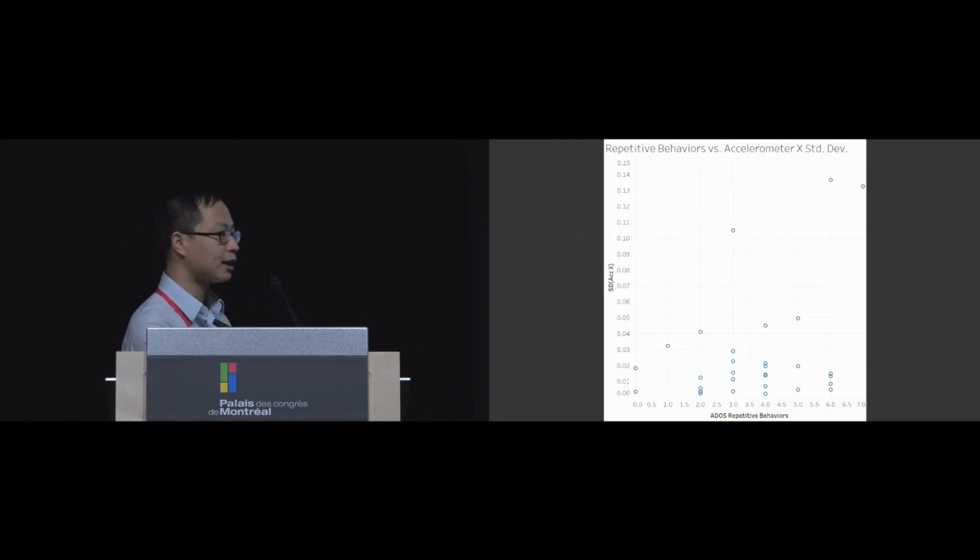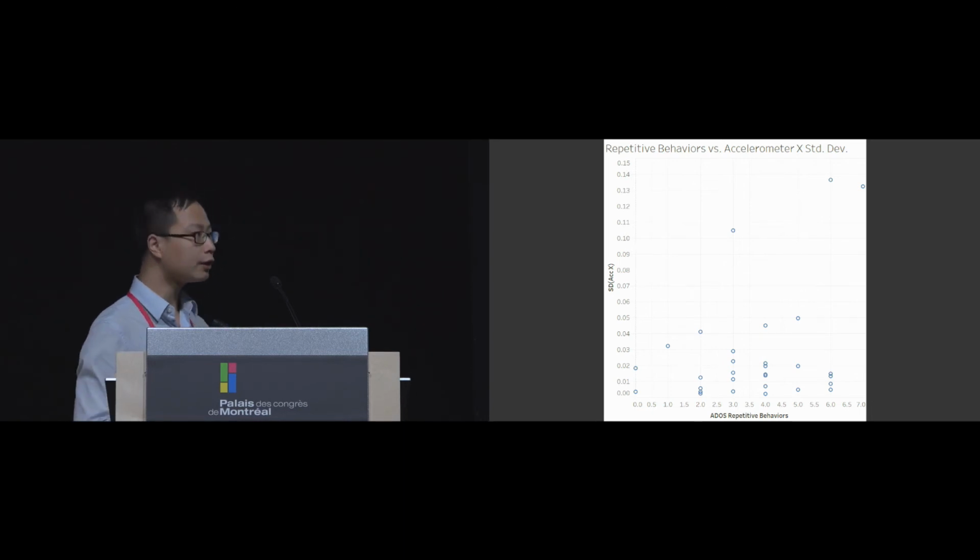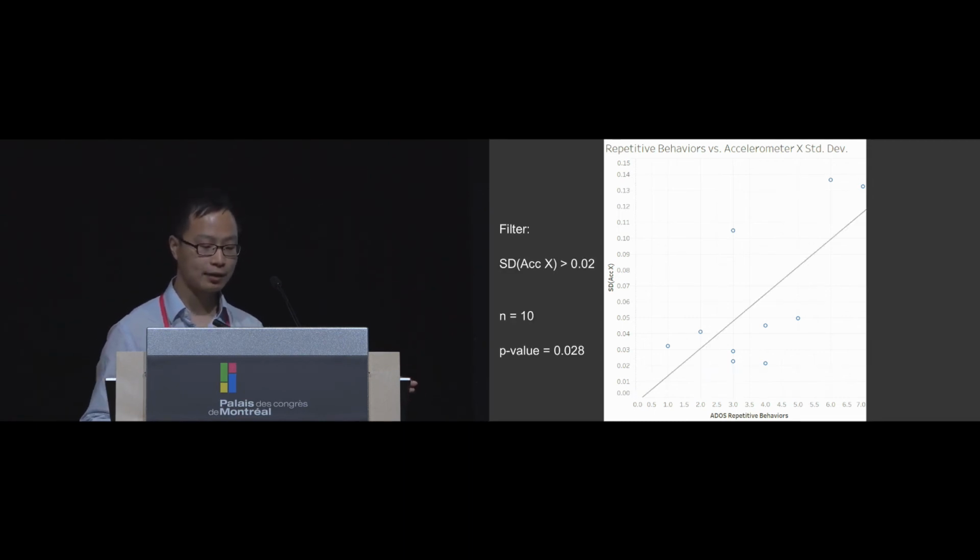In the plot here, the x-axis is the ADOS repetitive behavior, and the y-axis is the standard deviation of the accelerometer x. If we only focus on the y-axis here, you will find a pattern because you can cluster the data into two groups. If we set a threshold, say everyone below 0.02 might play the game on the table, and the others may play the game holding the iPad in their hands or on their lap. So we filter out the children who are playing the game on the table, and then we find a significant correlation with the repetitive behavior. But unfortunately, we only have 10 participants here, so we lost statistical power.